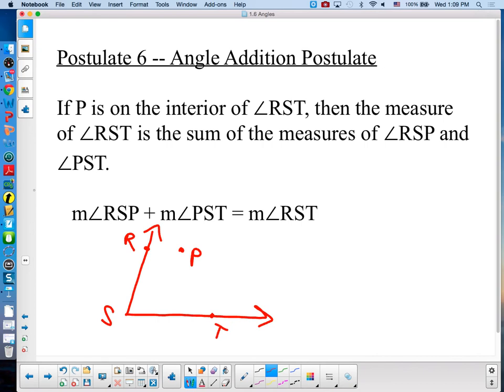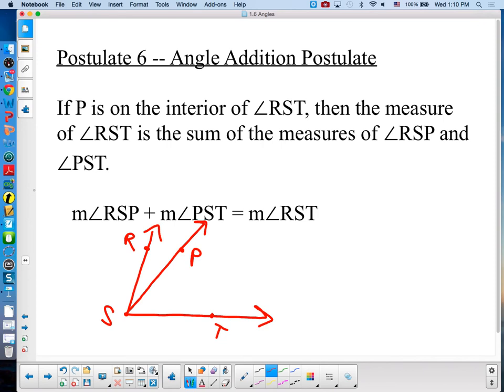I'm going to draw this ray then going right through it. So that's the picture. It says then the measure of angle RST, the whole thing, is equal to the sum of the measures of angles RSP and PST.